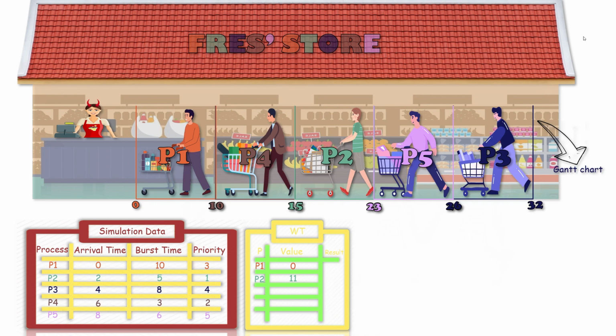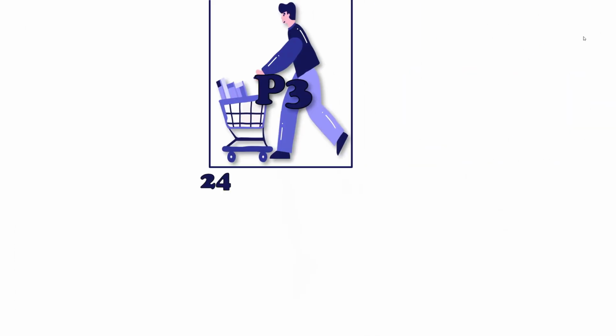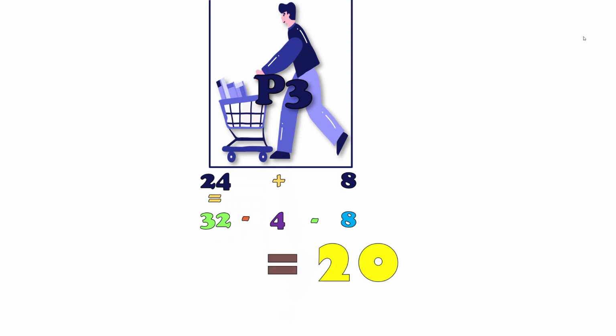Put the result in the data, and let's find process 3 value. In process 3, it starts with 24. To find the completion time, we add it by 8, and we get 32. And find the waiting time by completion time, which is 32, minus the arrival time, which is 4, minus the burst time, which is 8. And we get the result 20.